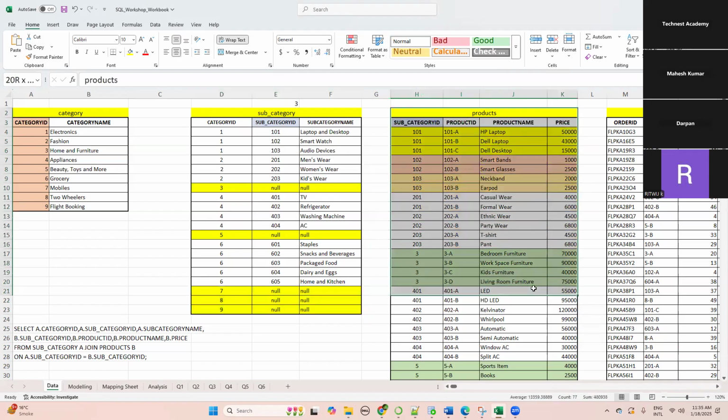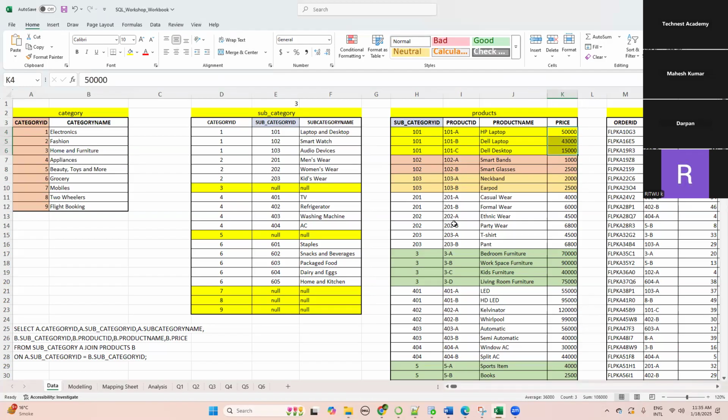Then we have this products table, which has the information about the different products. Like subcategory ID 101, product ID is 101, ABC. These are the products we have for the subcategory ID, and this is the price.